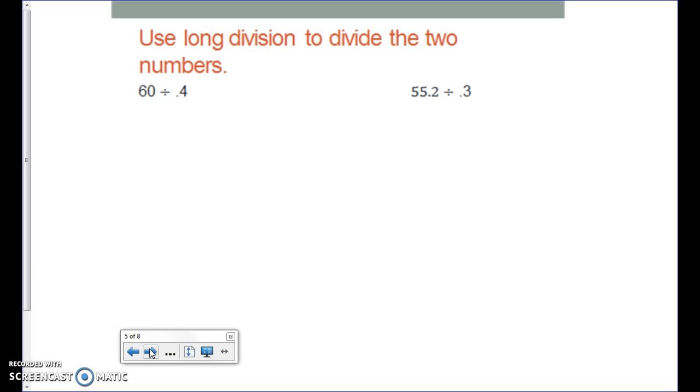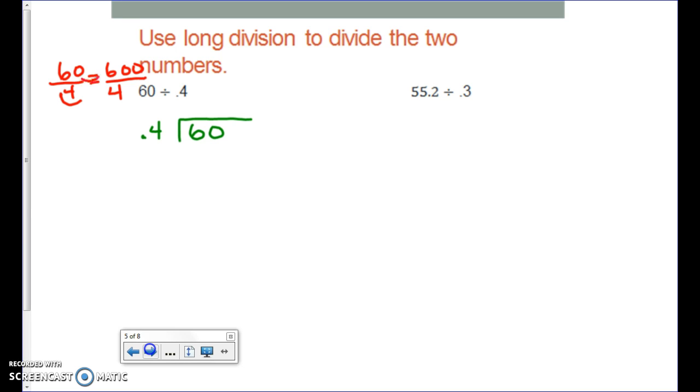Before, they had no decimals in them, it was just 60 divided by 4. But now they do have decimals. It's 60 divided by 0.4. So 60 is what we call the dividend, and my divisor is 0.4. However, I don't really like messing with decimals. So before we even start this problem, I'm going to change it. If I move the decimal point one time, it could really be 600 divided by 4. Move the decimal once, and move the decimal once.